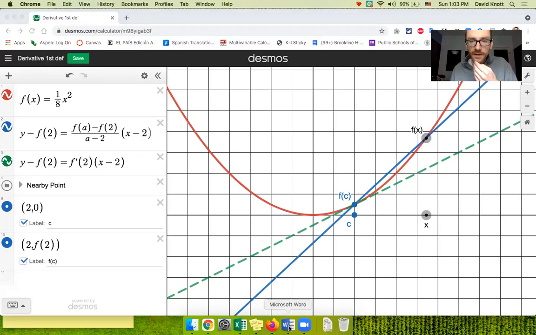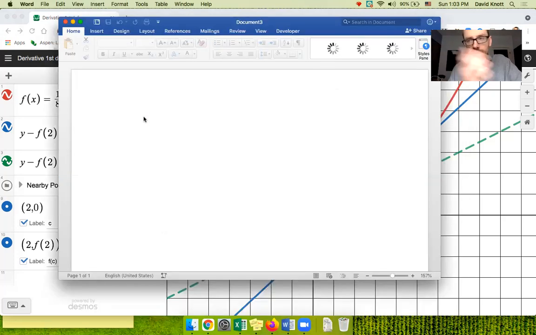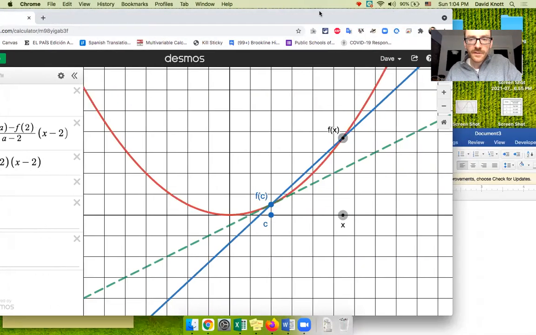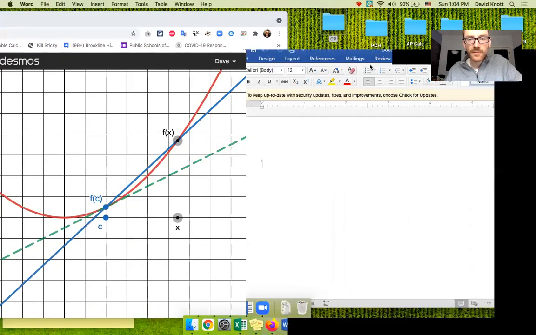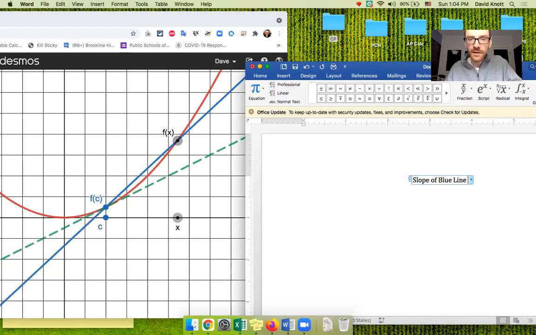So let me go ahead and do that. I'm going to open up Microsoft Word so I can type equations there, so I'm not switching between 2 screens. So what is the formula for the slope of the blue line? Well, let's think about it. Slope of blue line is going to be what? I mean, in general, the slope of any line is just rise over run, right? It's the change in the y coordinate between these 2 points divided by the change in the x coordinate. So what are those things?